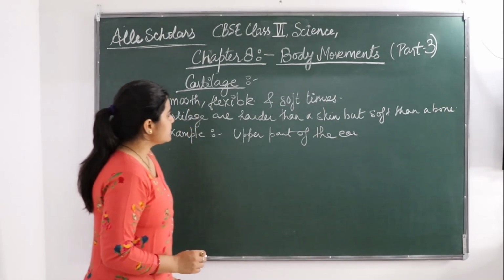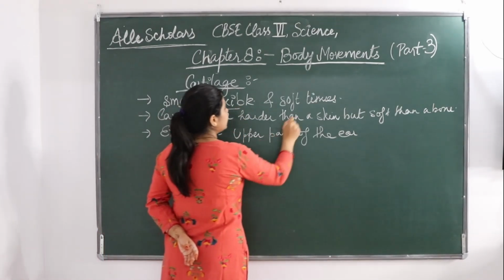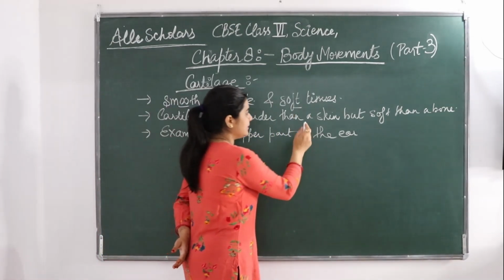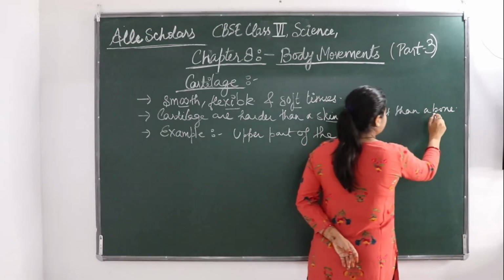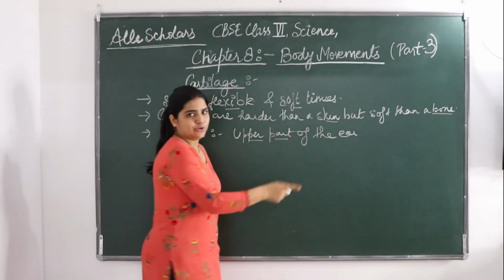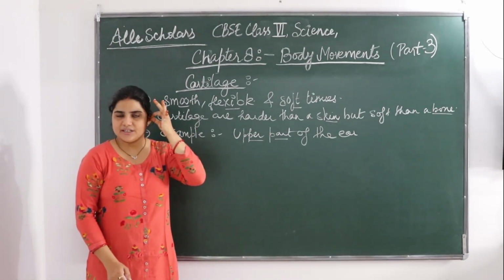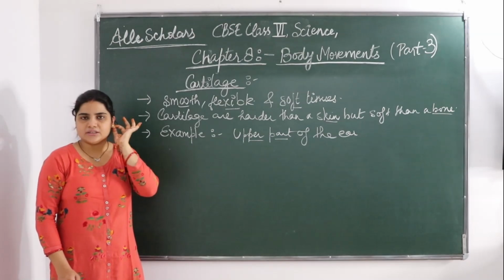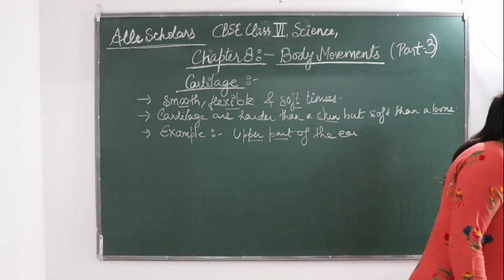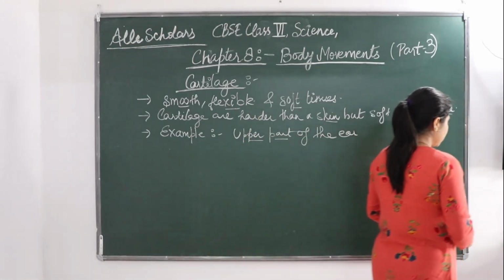Okay, so this was about cartilage. It is smooth, flexible and soft. Cartilage is harder than the skin, but softer than a bone. Best example is the upper part of the ear. Remember, only the upper part of the ear is made up of cartilage, not this lower part. This lobe is not a cartilage. Okay. So next we shall see muscles. What are muscles?